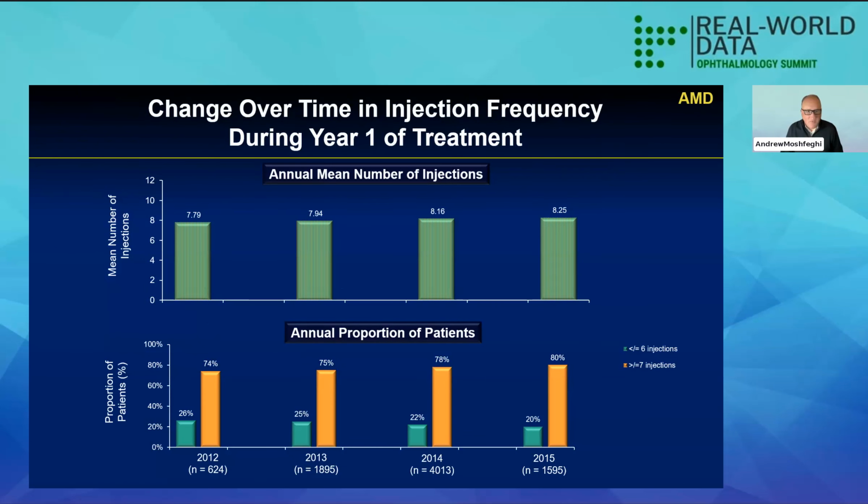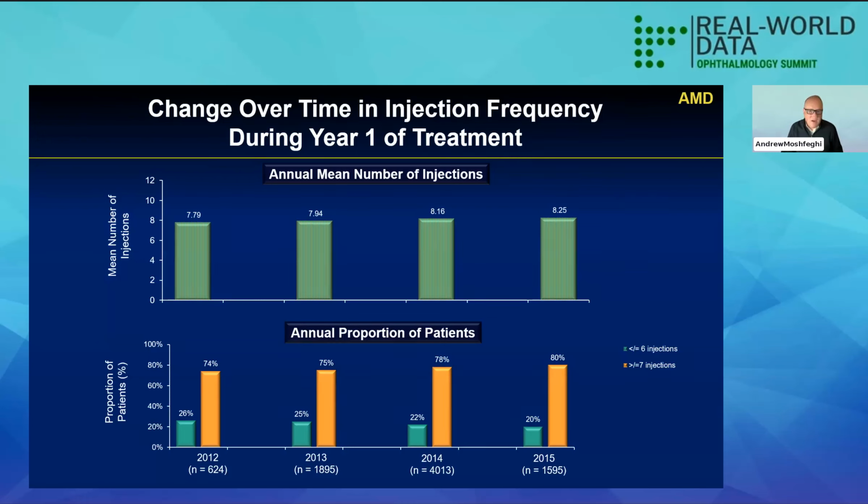And when we look at this over time, we can see that in 2012 on the left and 2015 on the right, and the intervening years in between, there was a steady increase in the number of injections. We believe that this was associated with a greater prevailing awareness of the hypothesis of this study, that more injections is associated with better visual outcomes.